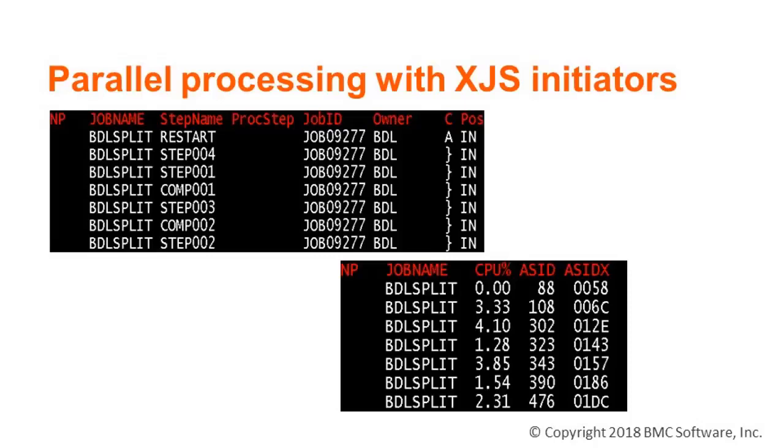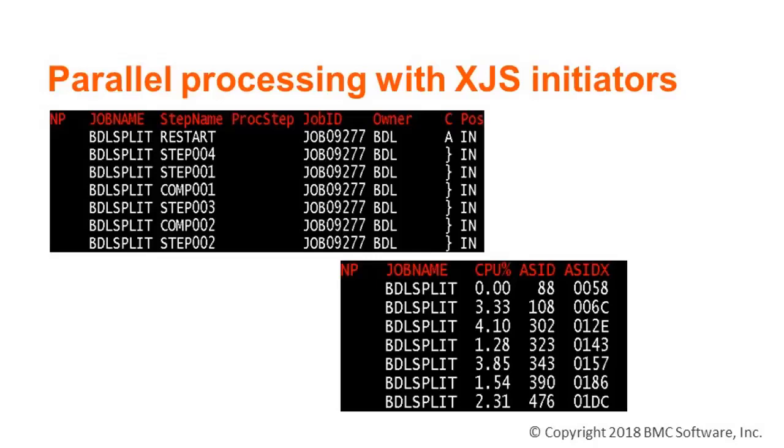This is what a job looks like on an SDSF when it's split. In this example, the job is being split into 6 parallel steps. The job name is BDL split. We rename job steps to fool JES. Only one job with a certain name can run at a time. Brackets mean that this step is running on an XJS initiator.